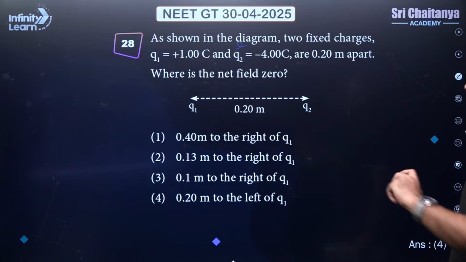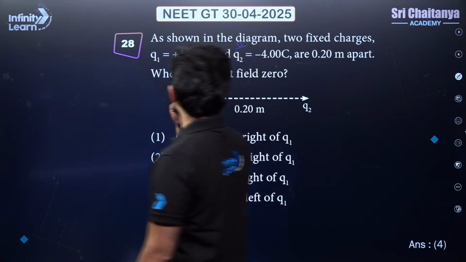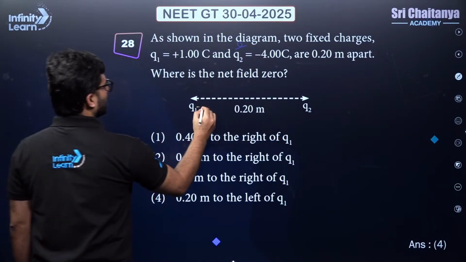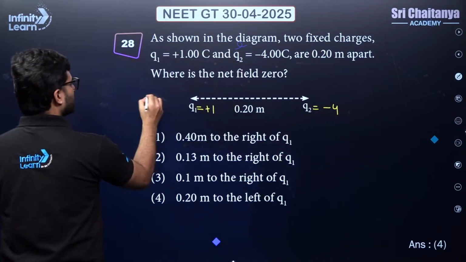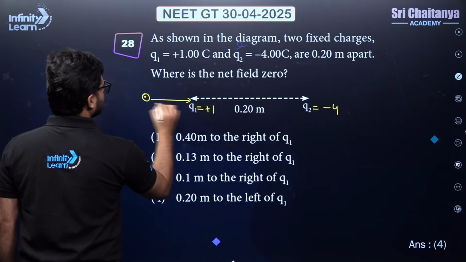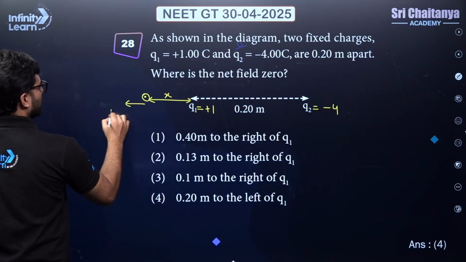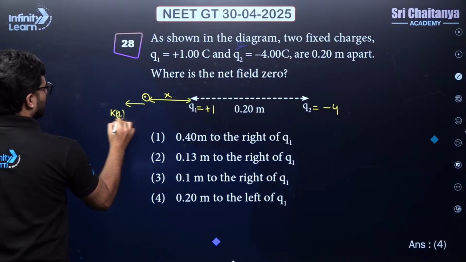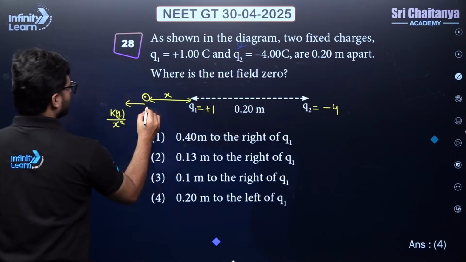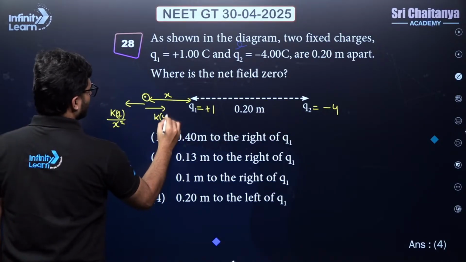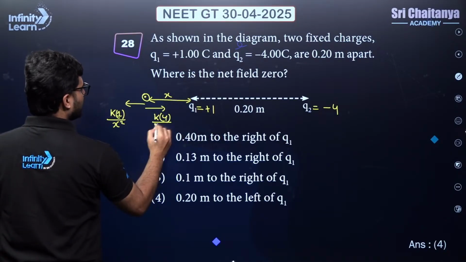As shown in the diagram, two fixed charges Q1 and Q2 are there, which are 0.2 meter apart, whereas the net field is 0. So this charge is 1 and this charge is -4. So basically that point would be somewhere here. So let's say that distance is x. Now you write the net field here. What is the net field due to this charge? KQ, which is 1 by r square, which is x square. What is the field due to this -4? That would be K4. I've already shown the direction, so I'm not writing -4 by x plus 0.2 whole square.